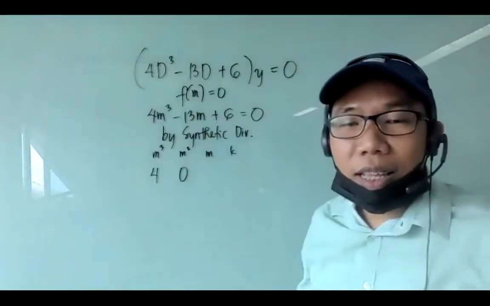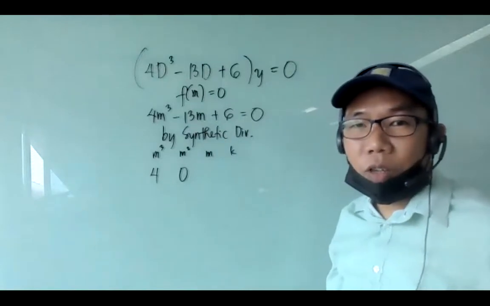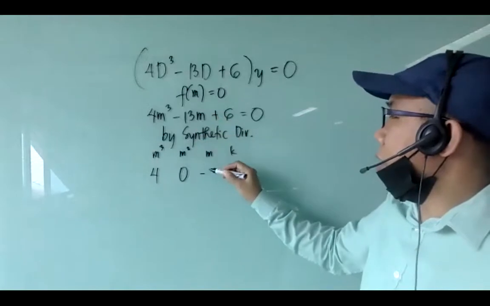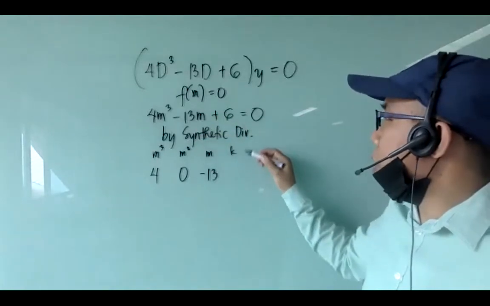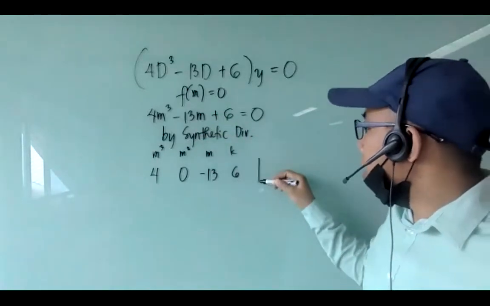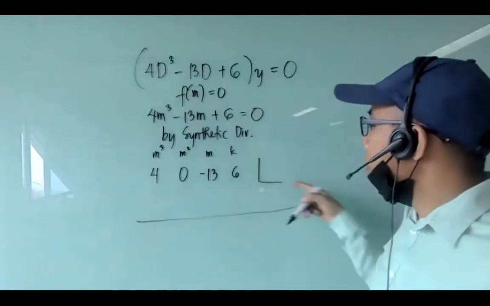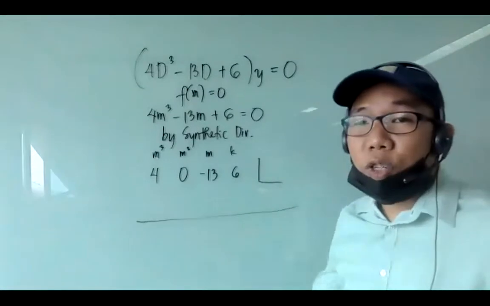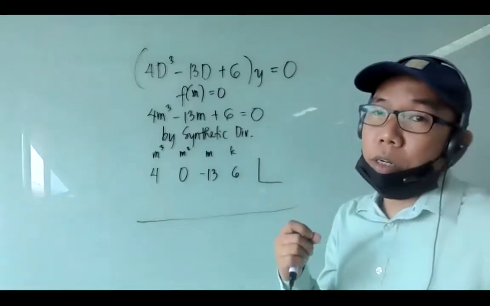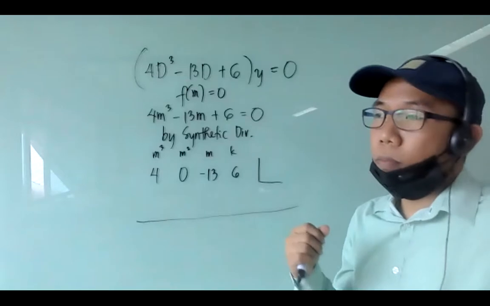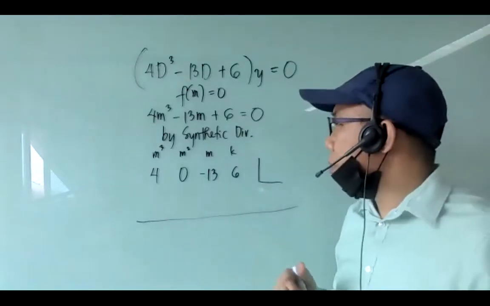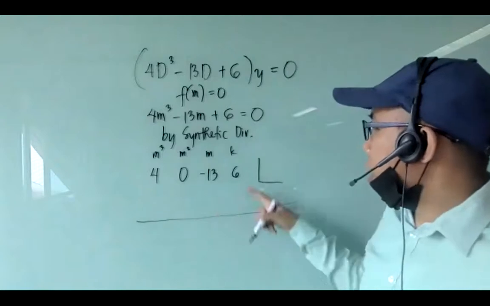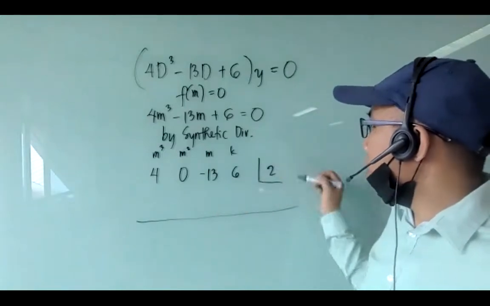Alam niyo ba yung synthetic, guys? Para masundan niyo ako. Okay. So m natin is minus 13, tapos yung constant natin is 6. So dito, ilalagay mo kung ano yung possible na root. So it's actually trial and error siya. Of course, you start from the smallest number. Okay? Ano ba yung possible na root? Sige. Try natin 2.